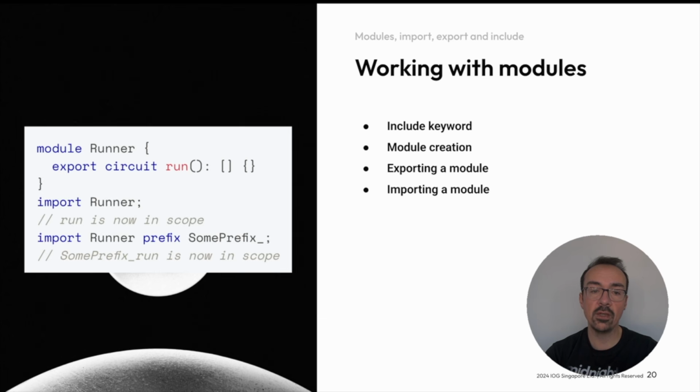Sometimes you don't want to do that. Sometimes you have multiple, or at least two, circuits that have the same name. So there's going to be a conflict here, and the way to prevent that is to import the module and then use the prefix keyword with a different prefix. Now if you want to call the run circuit, you will have to use that prefix followed by the name of the circuit. So for example, here: import runner prefix some prefix. If you want to call run, you will have to call some prefix underscore run. That's how you prevent clashes between circuits that may have the same names.